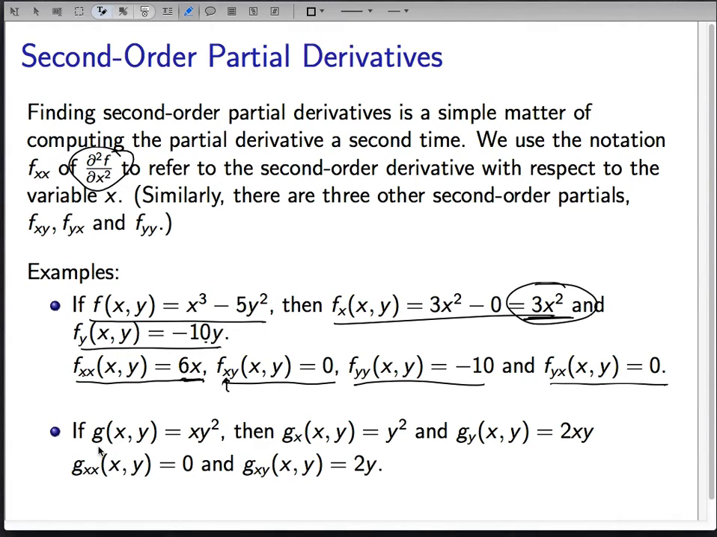If we look at another example, g of xy equals xy squared, then the derivative with respect to x is just y squared, and the derivative with respect to y is 2xy. If we wanted the partial gxx, that means take a derivative with respect to x, and then do that again. So if I take a derivative of gx with respect to x, I'm going to get 0 because there are no x's there. Similarly, gxy, if I took a derivative with respect to x, and I got y squared, take another derivative with respect to y, and I get 2y in this case. So second order partial derivatives are really easy to compute. There's really not a lot new. You just have to keep track of the variables.